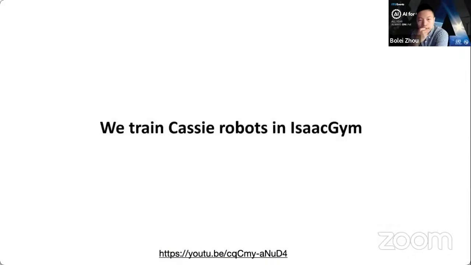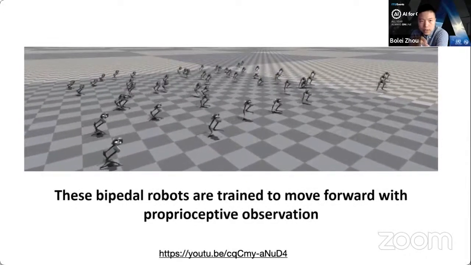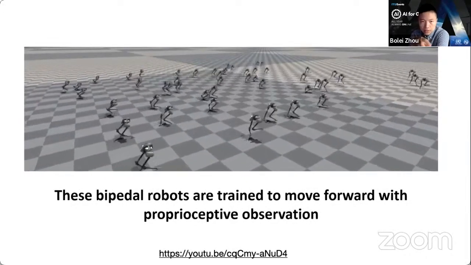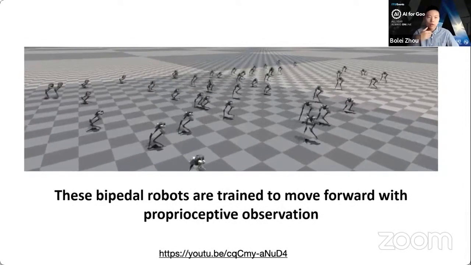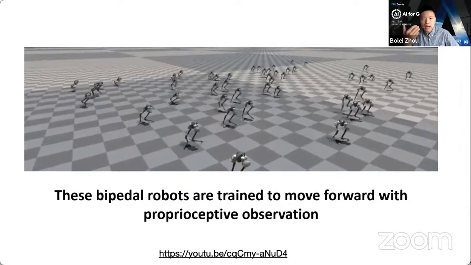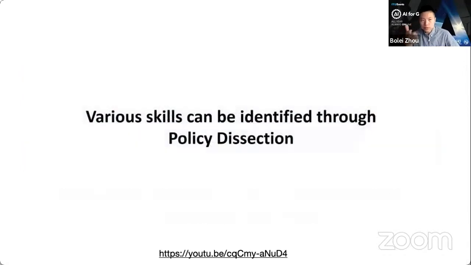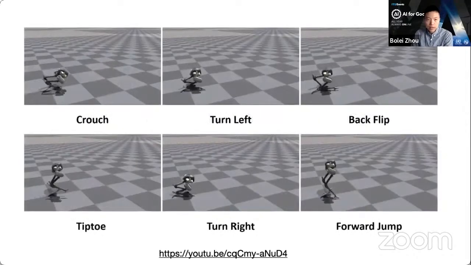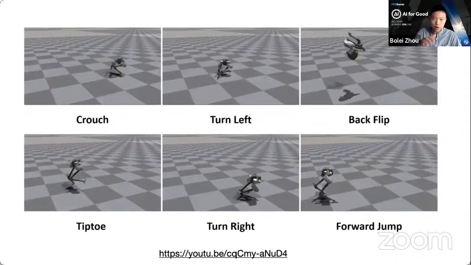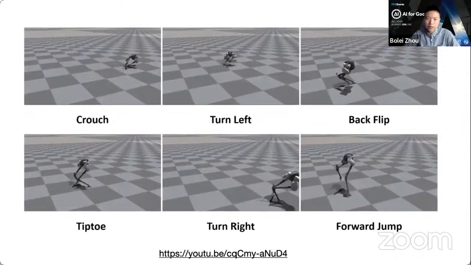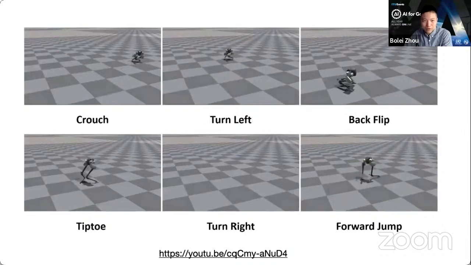So here's another result. We further apply this policy dissection to this Cassie robot. The Cassie robot is a bipedal robot. We just train this Cassie robot to move forward. Then we apply our policy dissection to this trained agent. Then we can discover various skills inside the model. For example, many different skills can be discovered, such as crouch, and even backflip behaviors can be discovered.